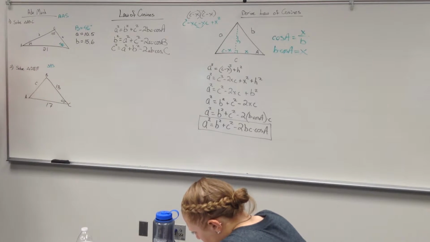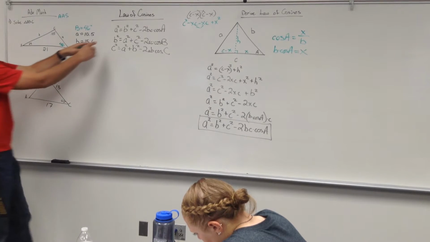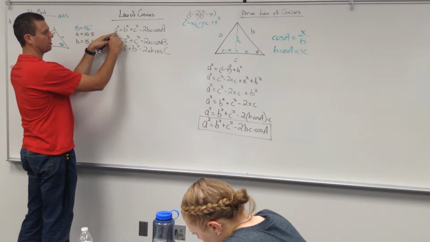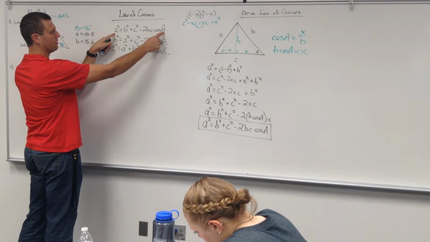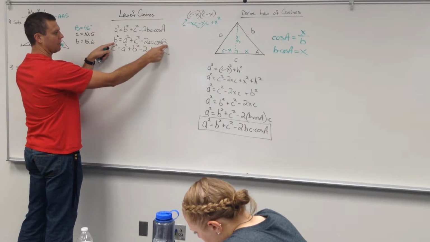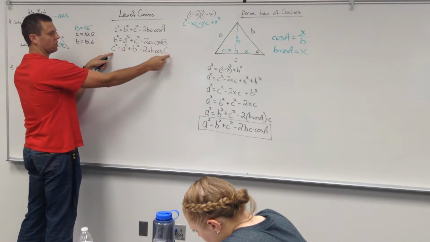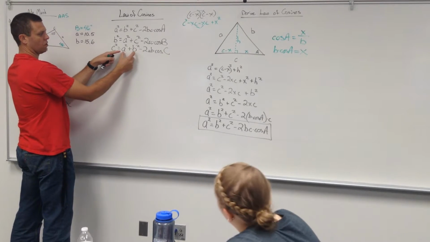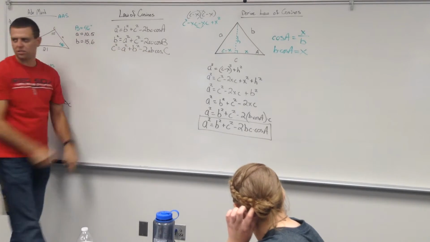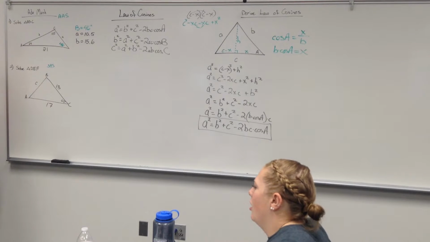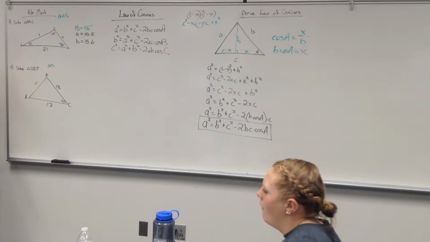You have to memorize one of them. Once you know one of them, the other two are essentially the same. If angle A is here, angle A is at the back end. If this is B, then angle B is at the back. If this is C, angle C is at the back. And then the other variables are just mixed into those other two spots.